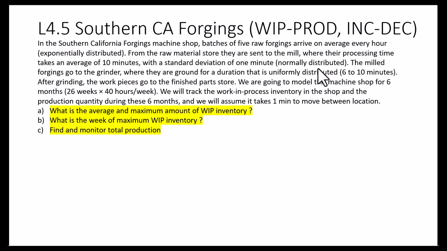These milled forgings go to a grinding process, and it takes about 6 to 10 minutes, so it's a uniform distribution. After the grinding process, they go to a finished part store. So it's pretty easy, just a 2-step process. Then we're going to model this machine shop for 6 months. We will track during the simulation the work in process inventory and the amount of production during the 6 months. Since it's a long simulation, it's good to have these variables so we can monitor the amount of production.